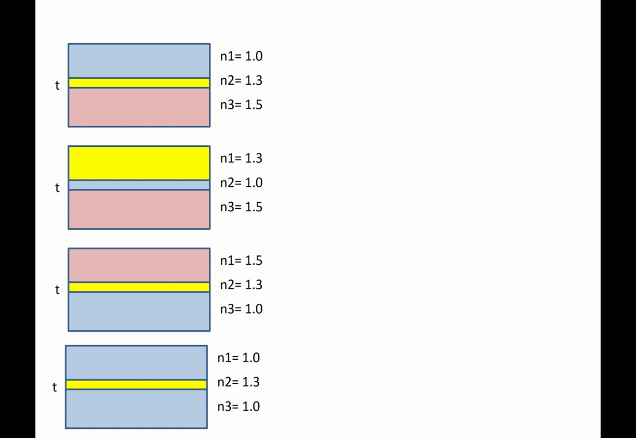All right, let's talk about what happens for a bunch of different situations. Let's say we have air at the top, then a film that has an index of refraction of 1.3, and then another material that's 1.5. So maybe that's air to oil to glass. What's going to happen in that case? What's our equation going to be for delta L in each case?